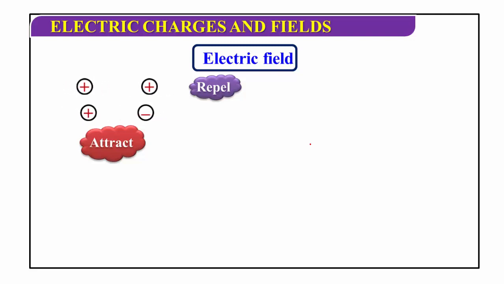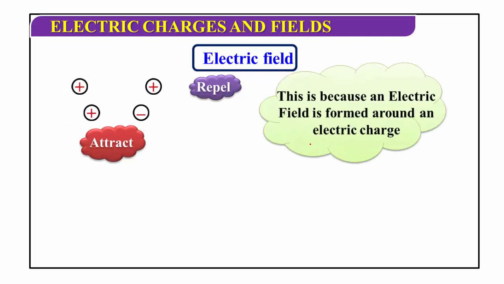Why does this happen like this? This is because of the electric field. Some student asked a question: Sir, why does this happen? Because of the electric field. This is because an electric field is formed around an electric charge. The region around the electric charge is called the electric field. Due to that electric field, charges repel each other or attract each other.